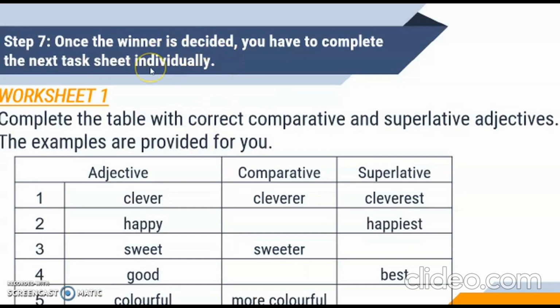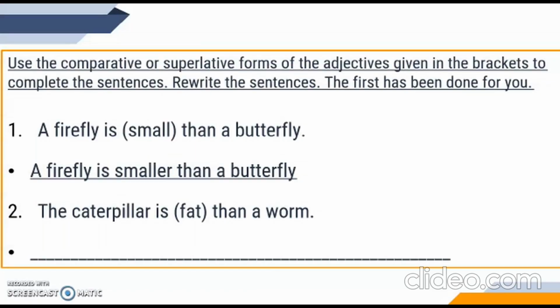Okay, this is the last step of this strategy. Once the winner is decided, they have to complete the next task sheet individually. This allows them to practice and review the learning through this strategy. They have to complete the table with comparative and superlative adjectives, and the examples are provided, followed by the next one in the same worksheet, where they have to use the comparative given in the brackets to complete the sentences. Here is the sample. It is also provided in this strategy.